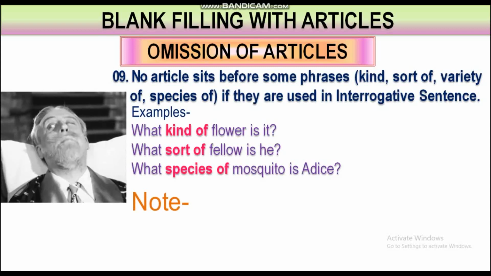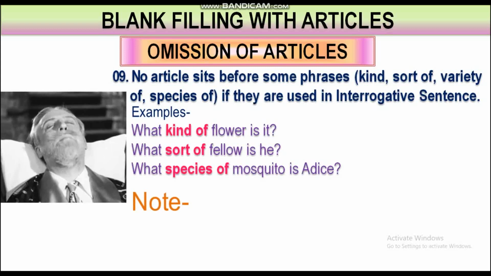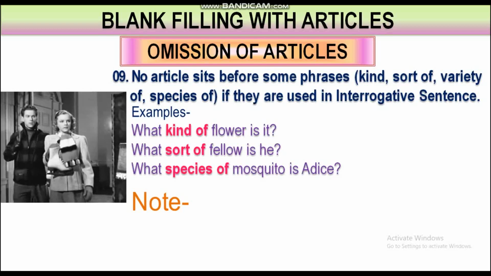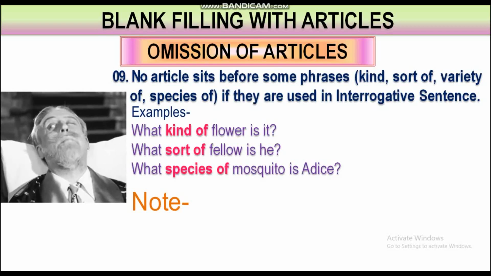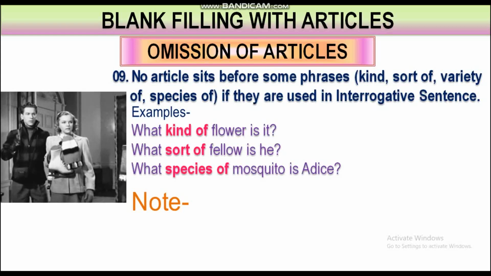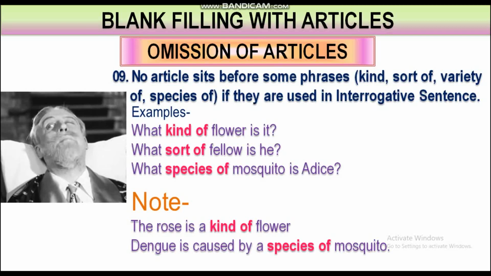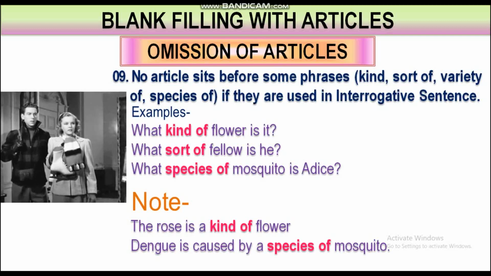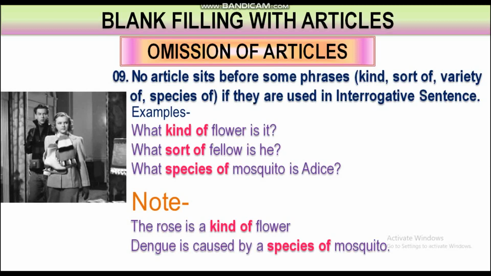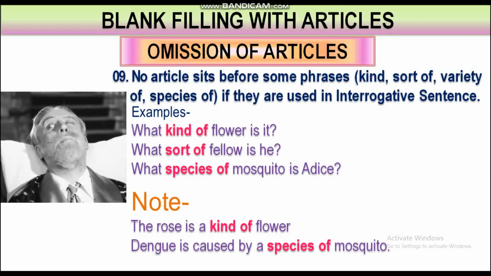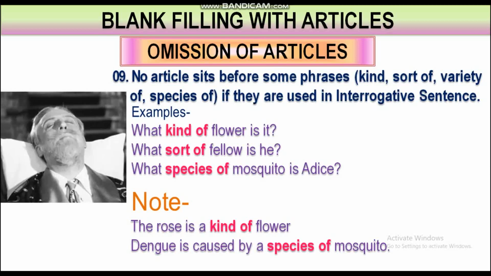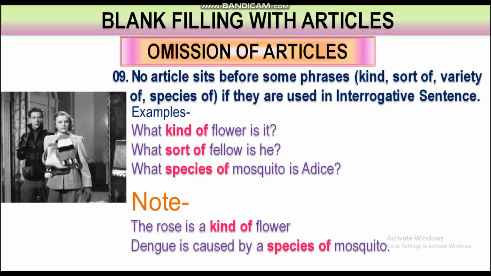But if the phrases are used in assertive sentence, then article sits before them. For example, the rose is a kind of flower. Dengue is caused by a species of mosquito.